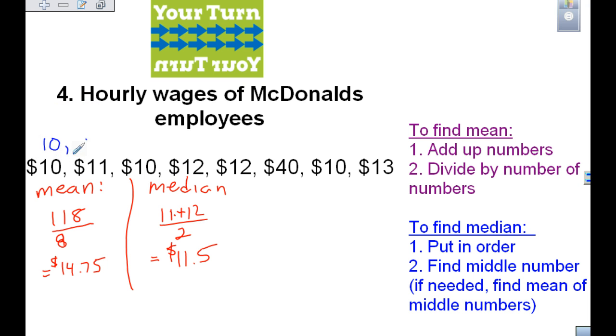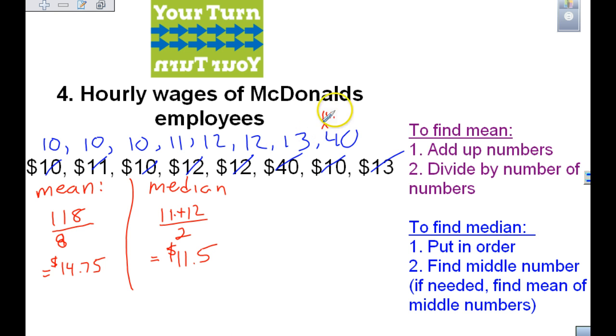Okay, let me do it another way. Let me put these in order. $13, is that right? 10, 10, 10, 11, 12, 12, yeah, 13 and 40. So, in other words, if you're saying mean, you're saying right over here, 14.75, that's pretty close to all these, or is 11.5 close to all these?